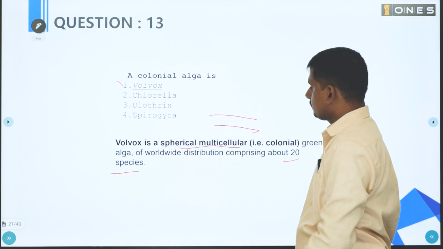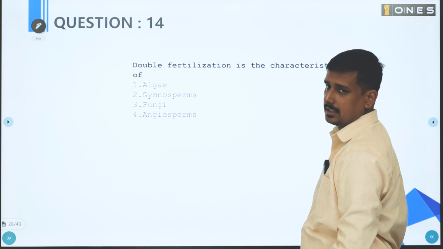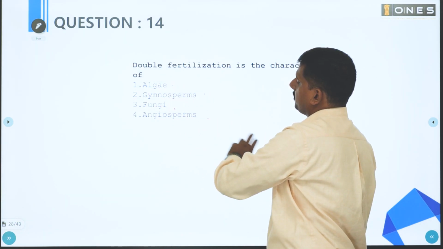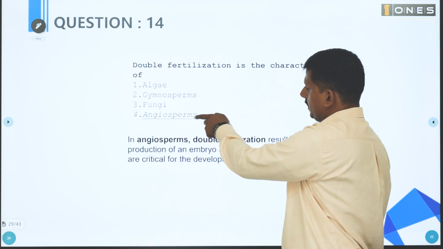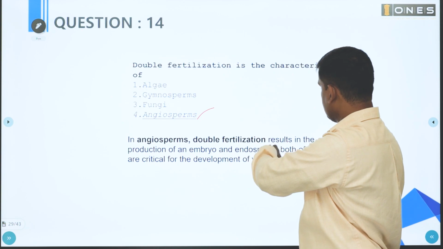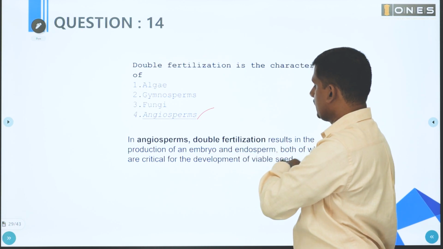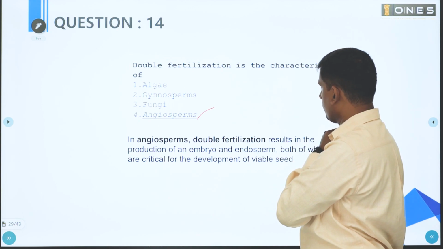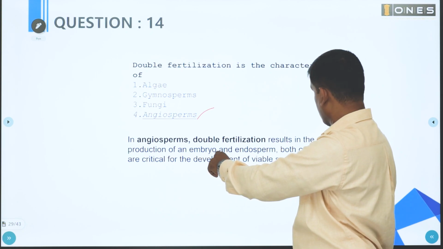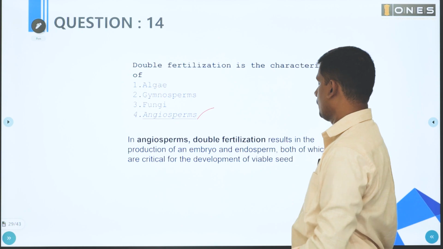Okay. So the next question is: double fertilization is the characteristic of. The options are algae, gymnosperms, fungi, angiosperms. So the right answer is angiosperms. In angiosperms, double fertilization results in the production of an embryo and endosperm, both of which are critical for the development of viable seeds.